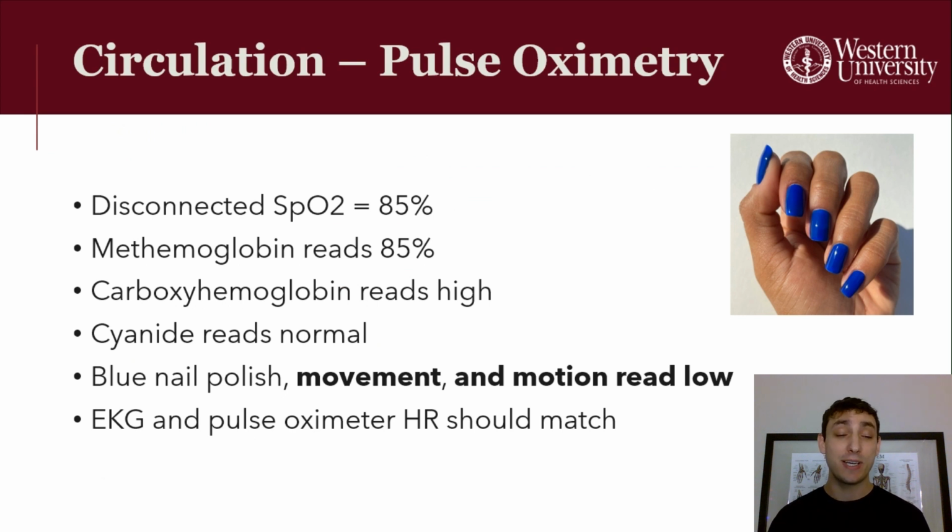Some things that can affect the reading too. Blue nail polish is the one that affects it the most out of all the nail polishes. Movement and motion is huge. You might see some desaturation when your patient is moving around. Don't freak out, this is just movement of the probe. Also, if you happen to accidentally put the blood pressure cuff on the same arm as the pulse oximeter, you're going to see desaturation every time the blood pressure cuff is going off. Also note that your heart rate for the EKG and pulse oximeter should match. If they don't, then something is wrong with your equipment.